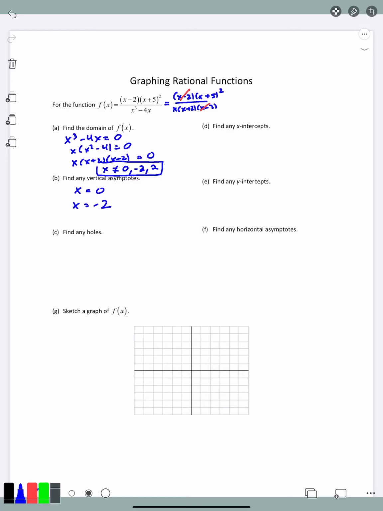For part C, it's any holes. Well, again, holes happen when something cancels, and we saw that it canceled x minus 2. Right, that's what canceled, set it equal to 0. That's where I get the x equal to 2 for the hole.